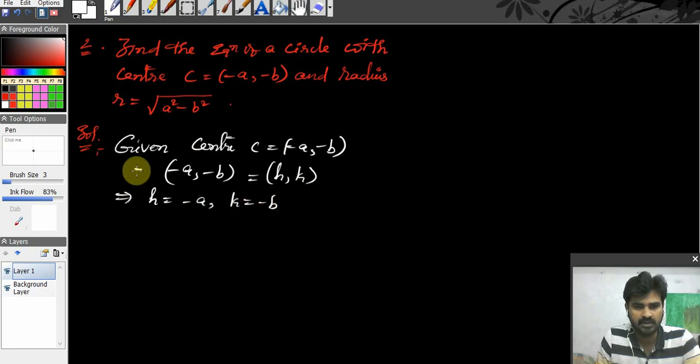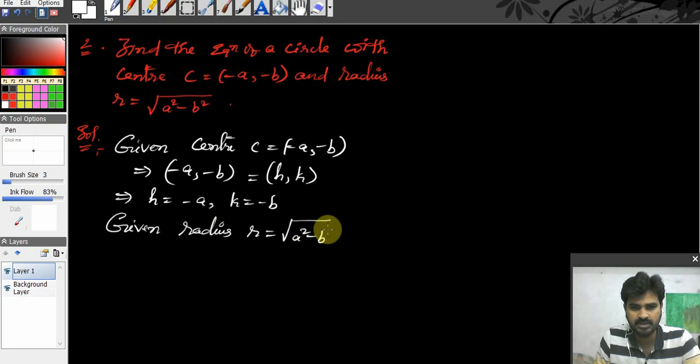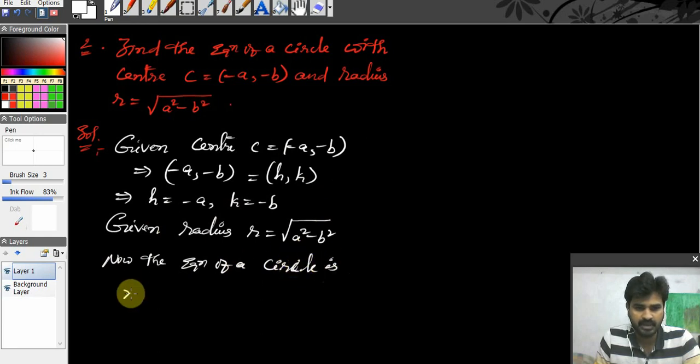So that is what we have taken. Next, what will be there? Given radius, how much? r is equal to root of a square minus b square. Now what should you find out here? To find the equation of the circle. To find the equation of the circle we need the formula. Center and radius are given. Now the equation of the circle is (x minus h) whole square plus (y minus k) whole square is equal to r square.